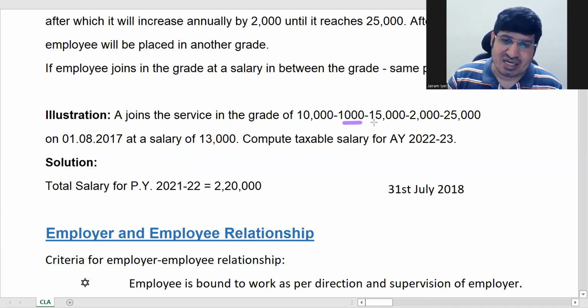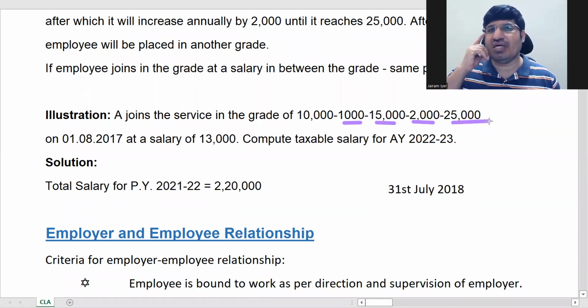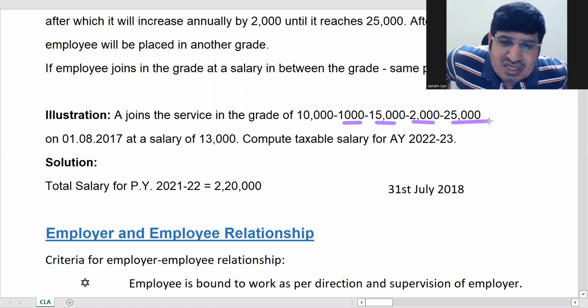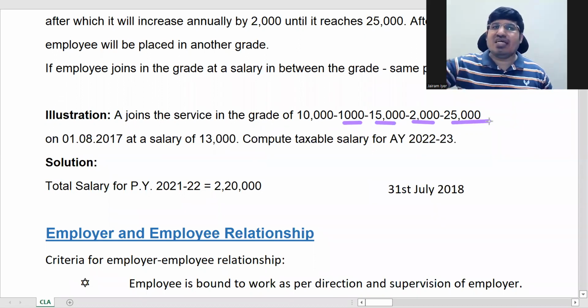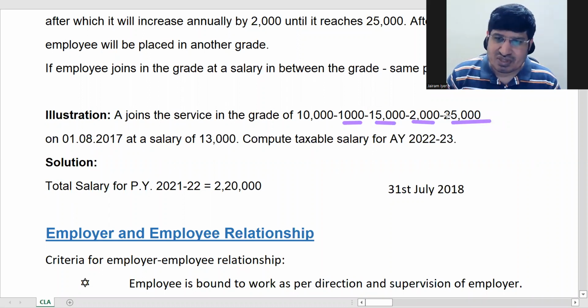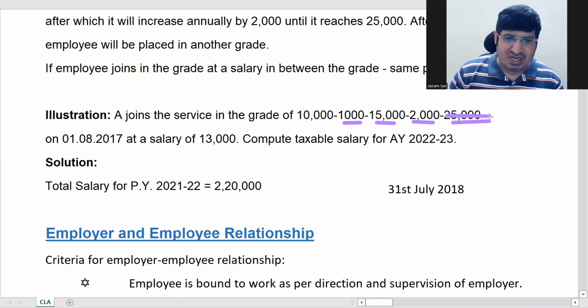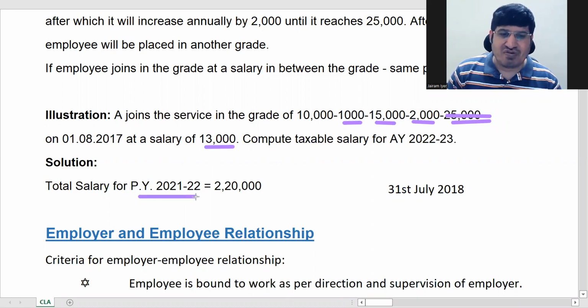Okay, he'll get an increment of 1,000 till he reaches 15,000, but after that he'll get 2,000. Okay, there's 20,000. We don't have any relation to this 25,000 in this problem because in our current previous year he has not reached that level. So that's why this is not useful to us. So now what we have seen is he started at 13,000. To find out salary in previous year 21-22, you have to first take this salary, apply the increments, take the salary to 2021-22, take it to that year, and then you can compute the salary.